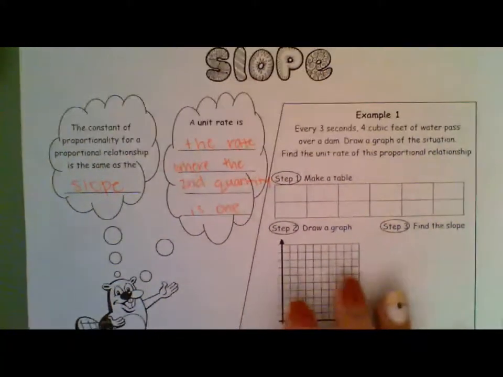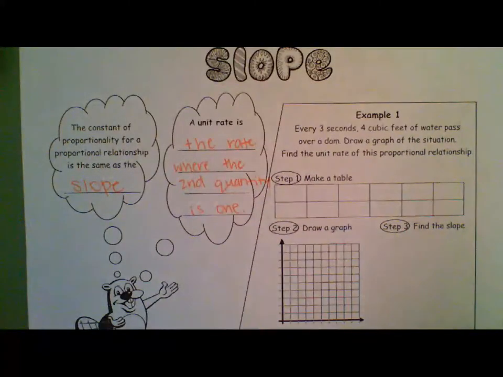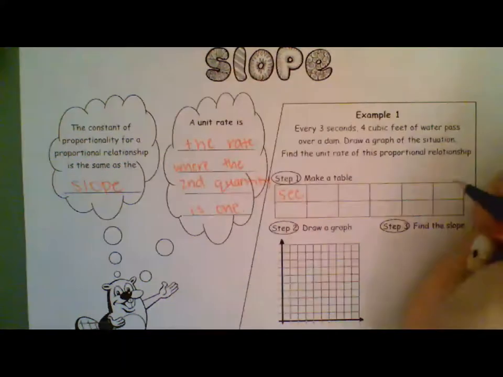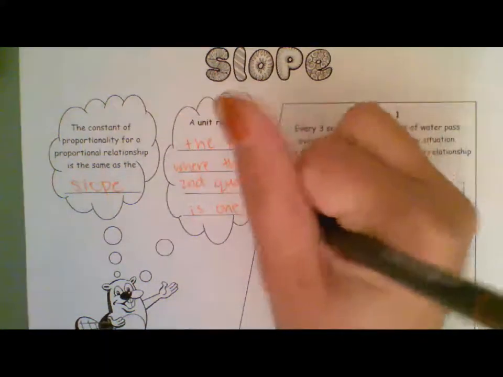So our example number 1 says, every 3 seconds, 4 cubic feet of water pass over a dam. Draw a graph of the situation. Find the unit rate of this proportional relationship. So step 1 is to make a table. It's seconds and feet, so we're going to have seconds on top and feet on the bottom.